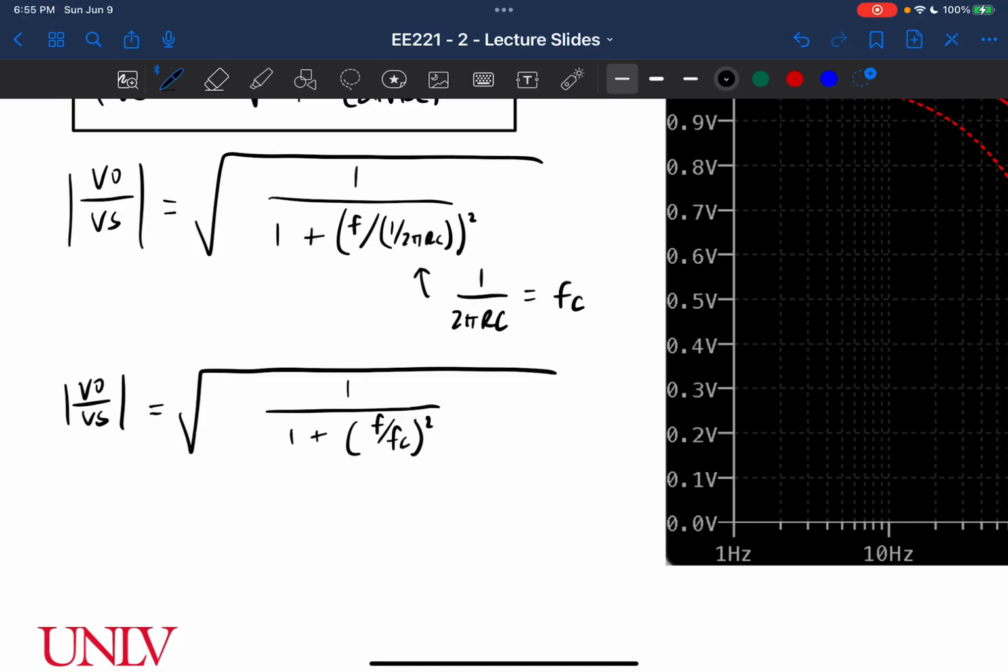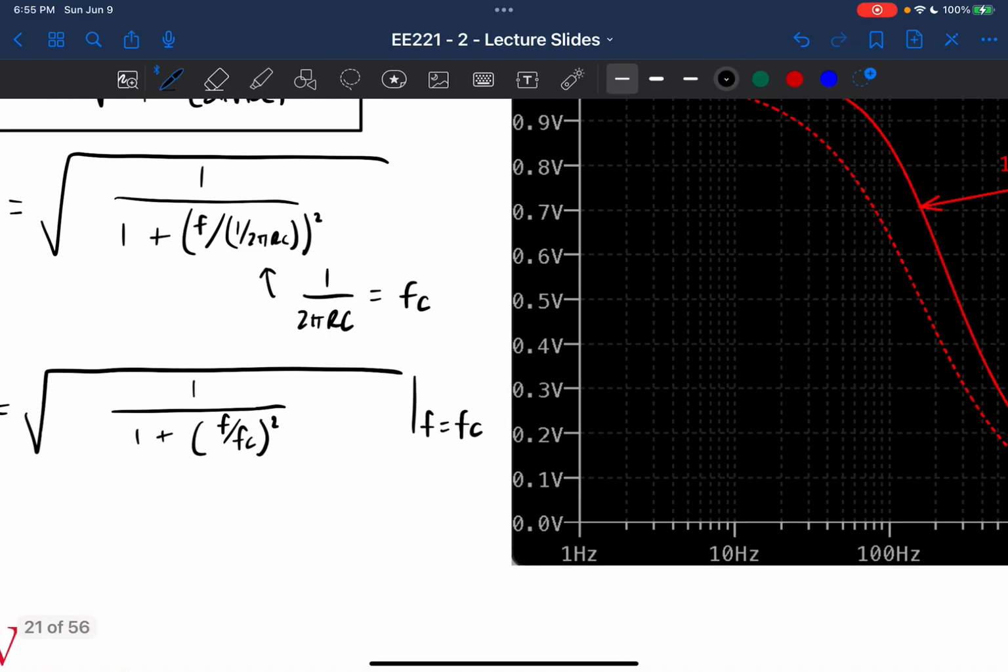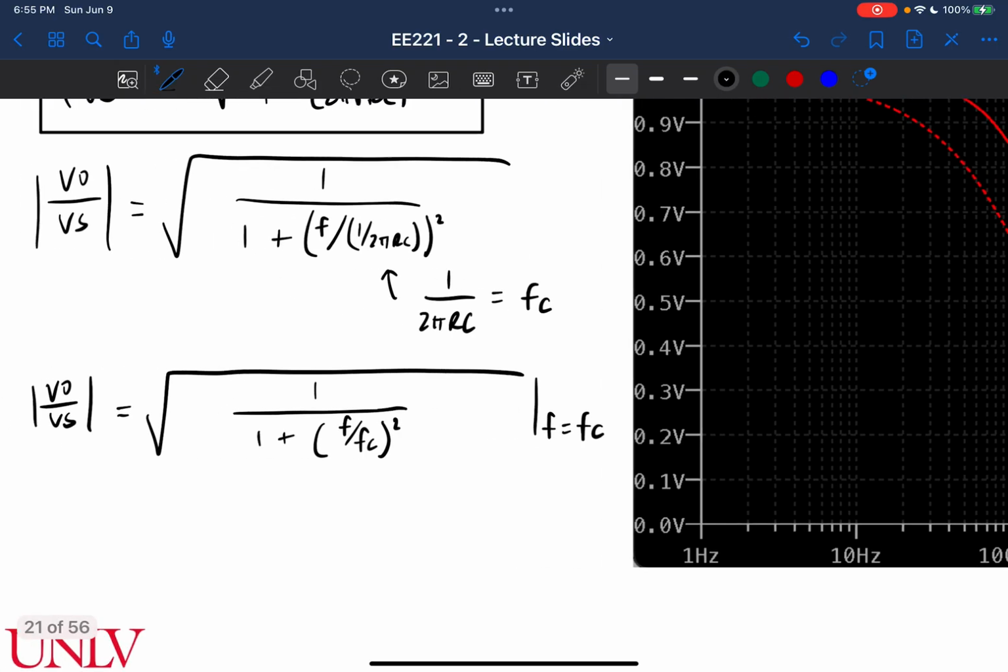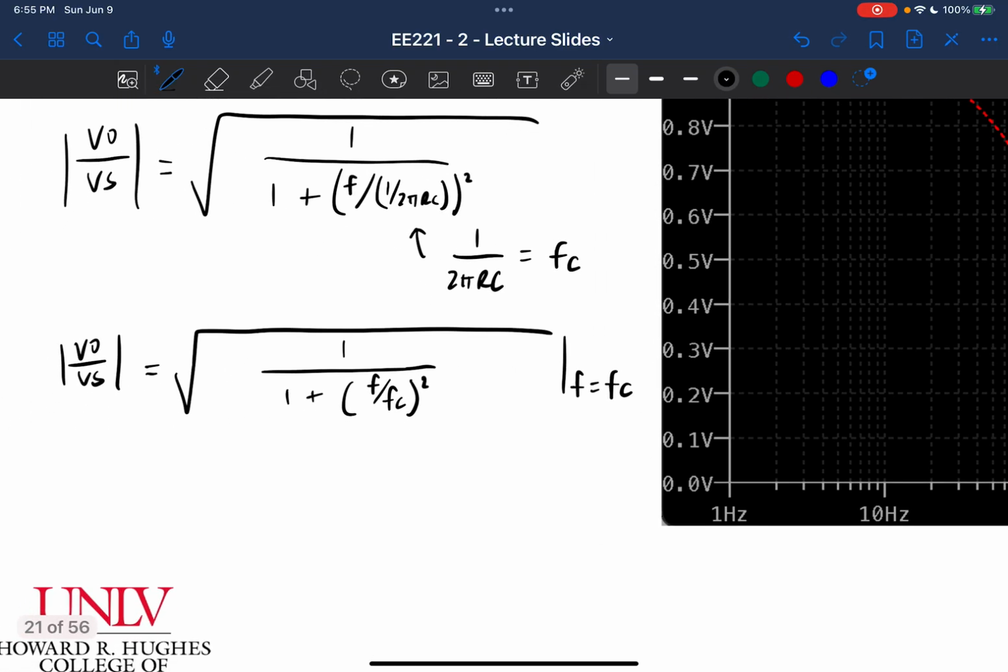And so what happens if I evaluate this at f equals fc? fc is some value dependent upon the R and the C value of our circuit. What if I look at the frequency where f is equal to fc? If I let f be equal to fc, then this term goes to 1, correct? And so the entire magnitude becomes the square root of 1 over 1 plus 1, or the square root of 1 over 2, which is equal to 1 over the square root of 2.